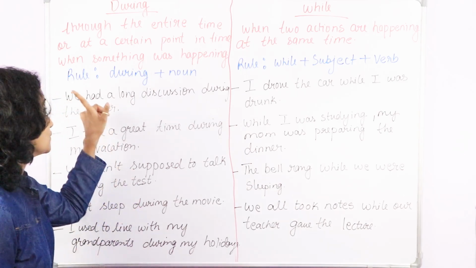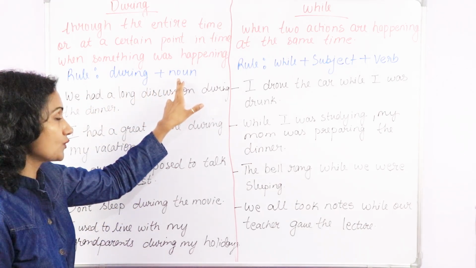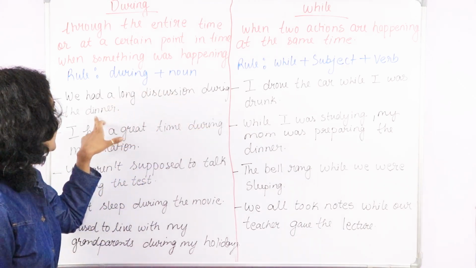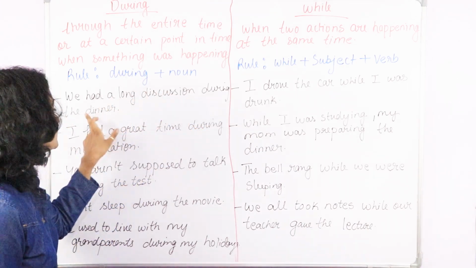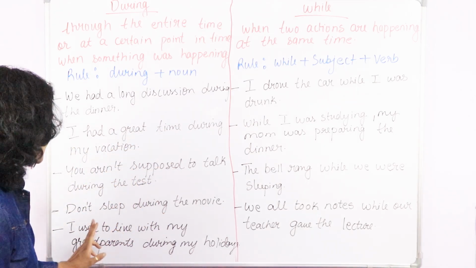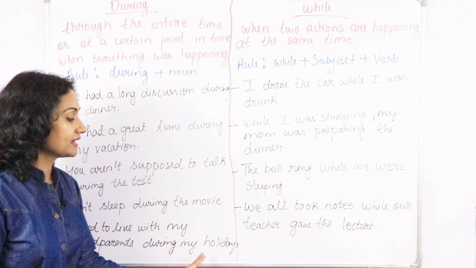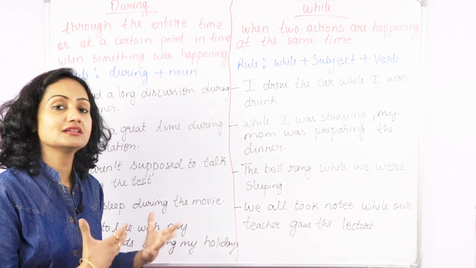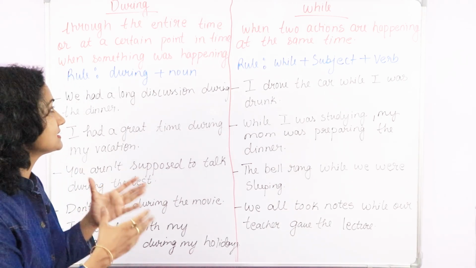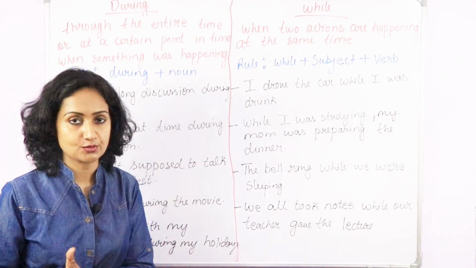So don't forget the rule. The rule is during plus noun. So here, everywhere after during, we have used a noun. During the dinner, during my vacation, during the test, during the movie, during my holidays. That's why this is a preposition, not a conjunction, because it is coming before the noun.